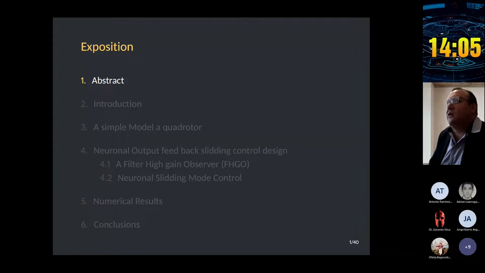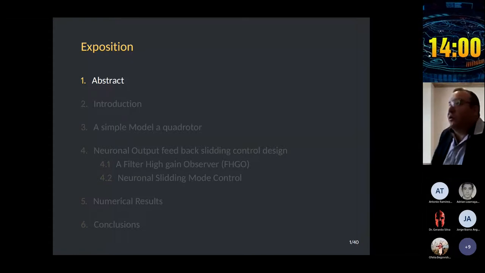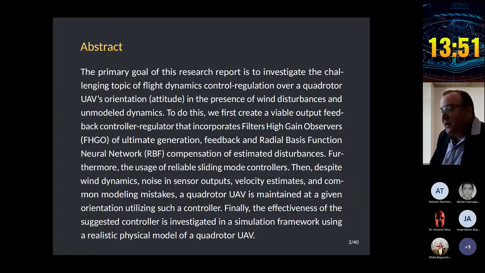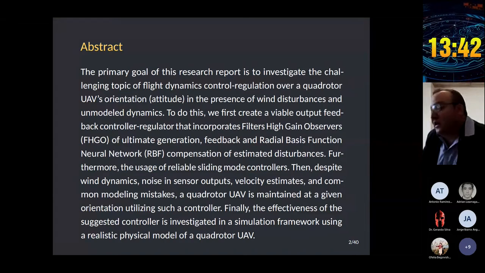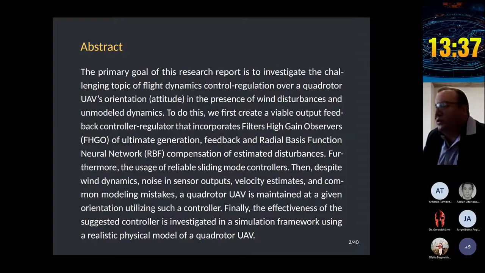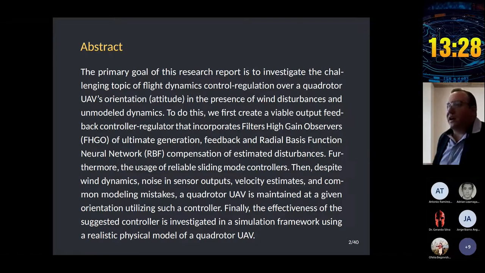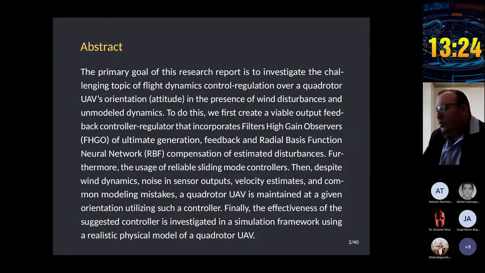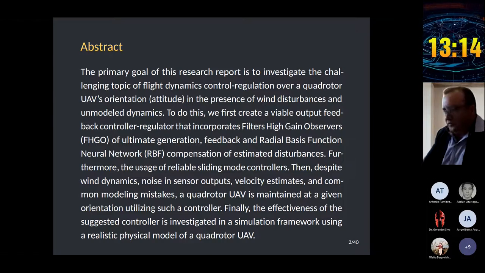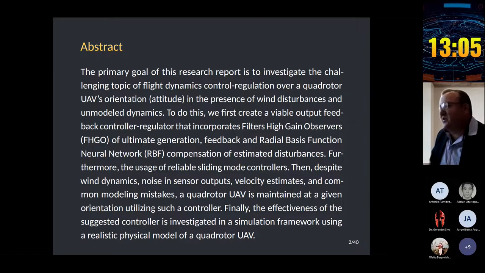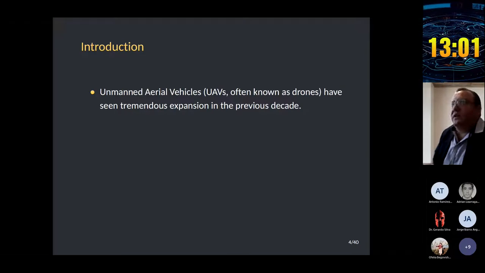My exposition contains: abstract, introduction, simple model of the quadrotor, neural output feedback sliding control design, numerical results and conclusions. In this paper we try to study the combination of three techniques of automatic control: sliding mode control, neural networks, and a novel technique named filter high gain observer. We studied this application to robust control and tracking control of quadrotors.